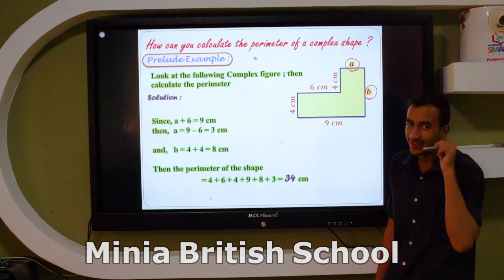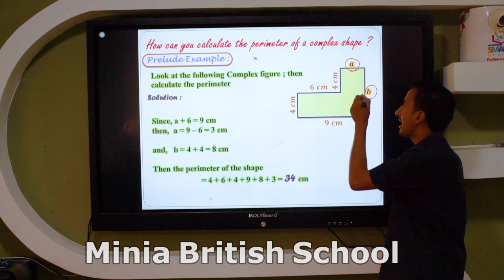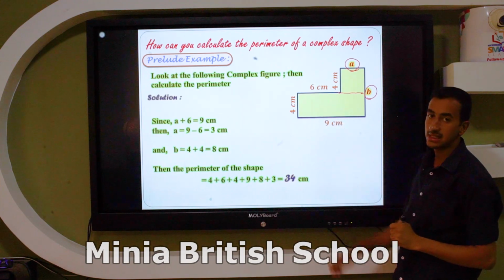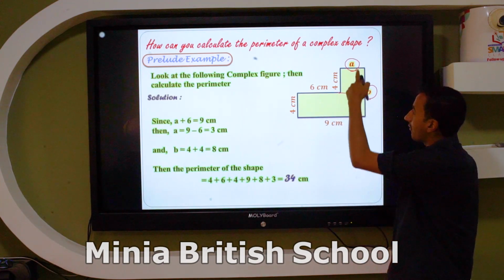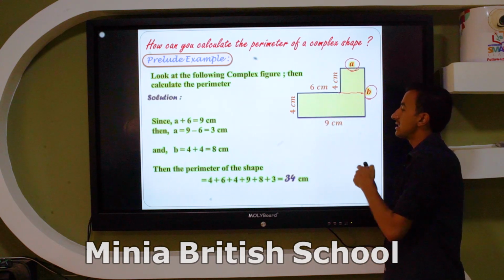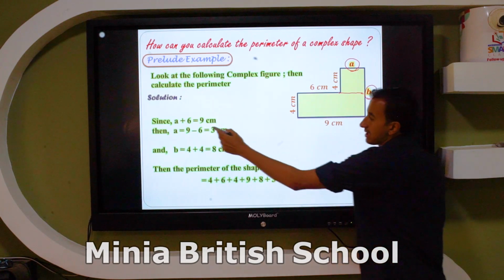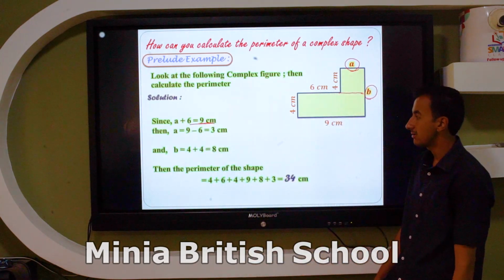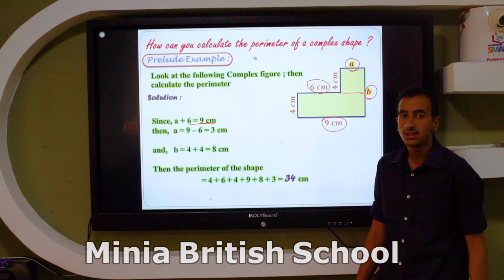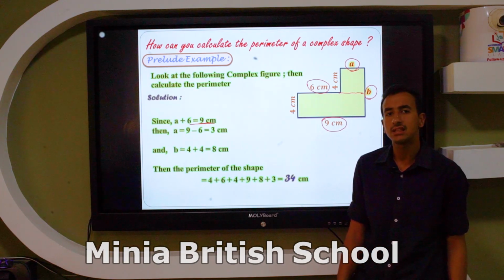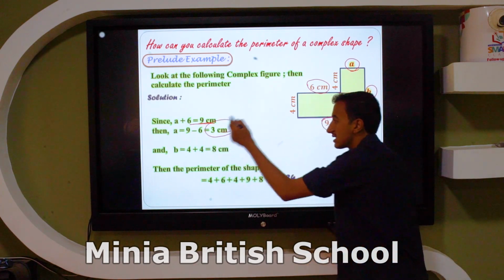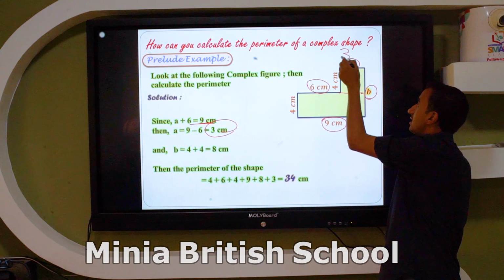Yes, remember from grade 3, you can make a line here matching to this length and you can find A. A plus 6 is equal to 9 centimeters. So A equals 9 minus 6. What is the number if we add it to 6? It's equal to 9. Yes, 9 minus 6 is equal to 3 centimeters. So A equals 3 centimeters.